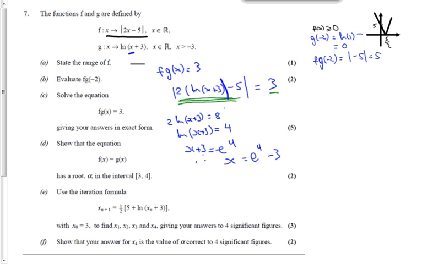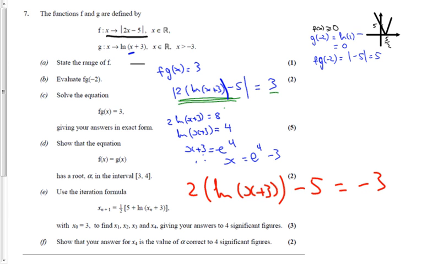So for our other solution, we do the same thing. The green part is now equal to minus 3. Let me just do this solution in red. So it's 2 times natural log of x plus 3 minus 5 is equal to minus 3.